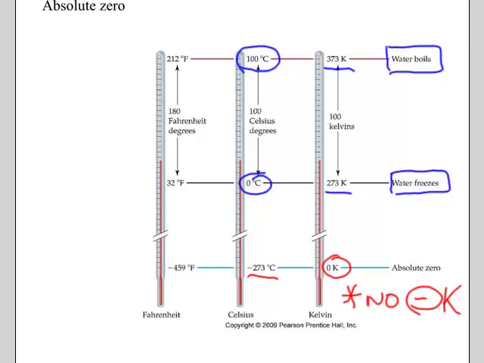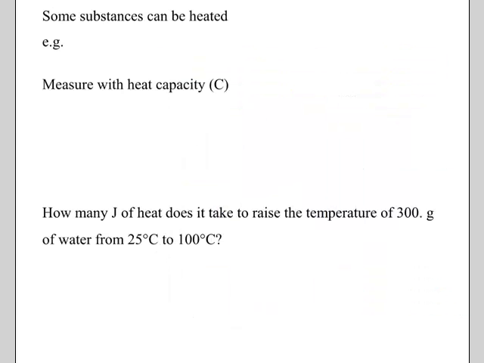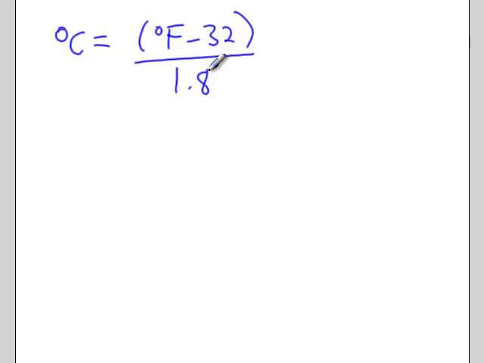Now we also have a conversion between degrees Celsius and degrees Fahrenheit. And the equation is the temperature in degrees Celsius is equal to the temperature in Fahrenheit minus 32 divided by 1.8.